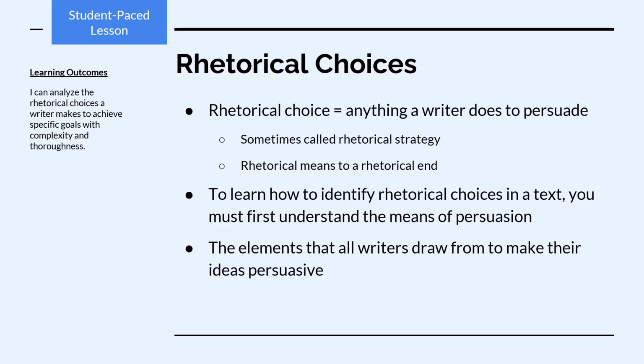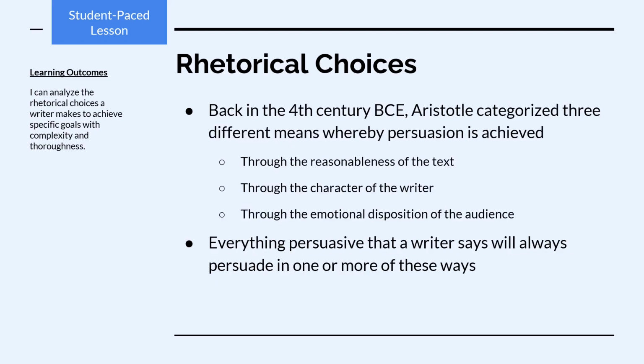To learn how to identify rhetorical choices in a text, you must first understand the different means of persuasion, that is, the different elements that all writers draw from to make their ideas persuasive. Back in the 4th century BCE, Aristotle categorized 3 different means whereby persuasion is achieved. He said that persuasion was achieved through the reasonableness of the text, through the character of the writer, and through the emotional disposition of the audience. Everything persuasive, he says, that a writer says, will always persuade in one or more of these ways.